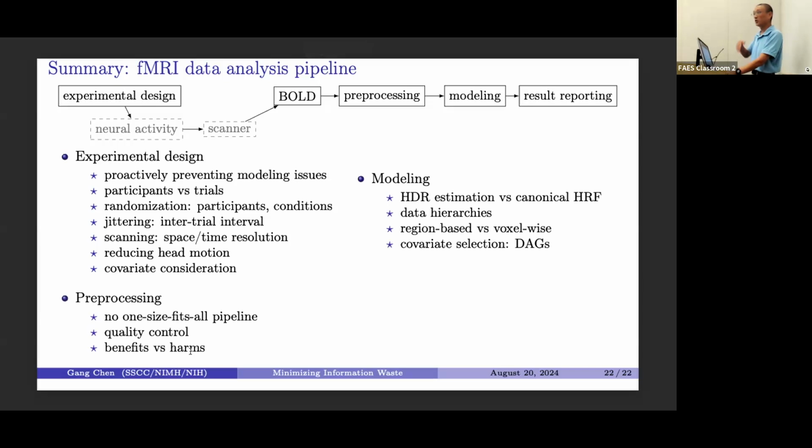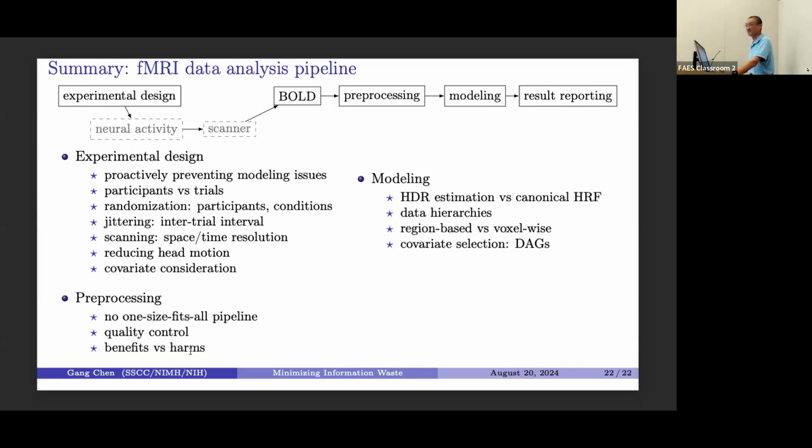Covariates, of course: when you design the experiment, think about what covariates you want to put in the model. You need to collect the data at that stage. Don't wait to think about the covariates when you build a model. That's already too late, as I demonstrated with that motivation example.